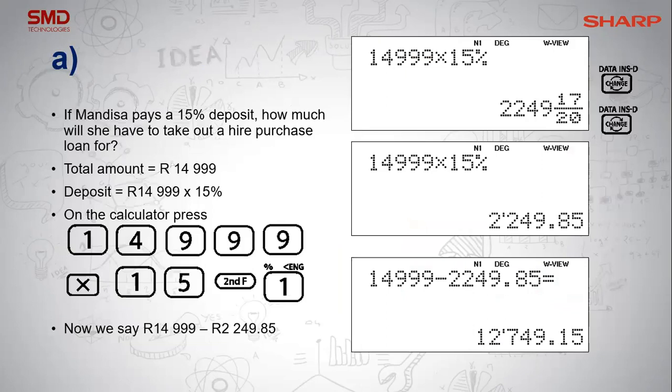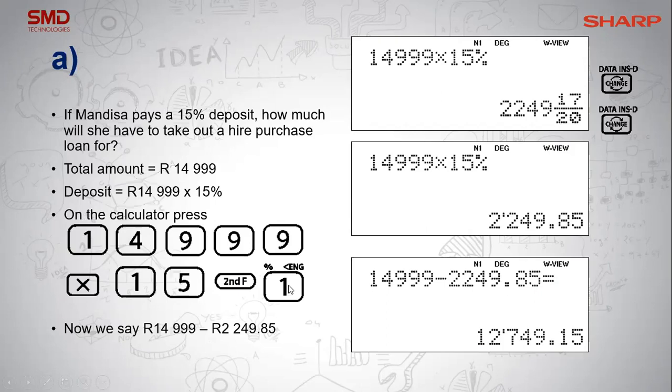Okay, so if Mandisa pays a 15% deposit, how much will she have to take out a hire purchase loan for? So her initial amount is 14,999, and she needs to calculate a deposit of 15%. So here, I'm not going to do it on the calculator because you can see quite clearly the steps here, but all you would do is type in that amount times 15, and then to do a percentage calculation, you just press second function and 1.